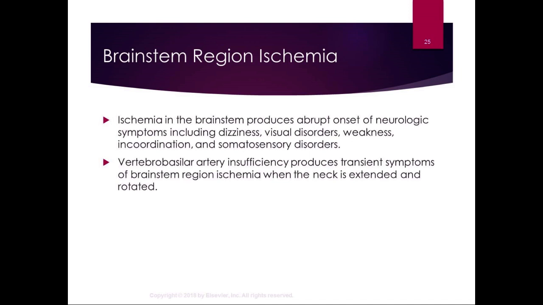So just like any of the other arteries, if you have insufficiency, like if you have insufficiency in the coronary arteries, it causes angina. If you have insufficiency in the arteries taking blood to the brain, it can cause transient ischemic attacks. If you have insufficiency in the vertebrovascular artery, it can cause these transient brainstem region symptoms. So a lot of times the collection of symptoms is what allows doctors to figure out where the problem is.